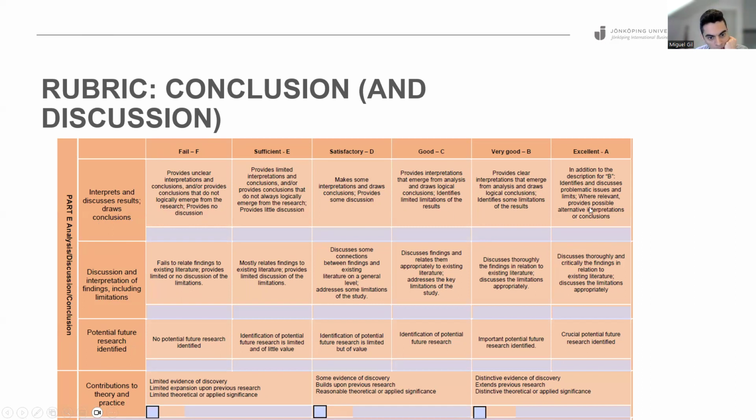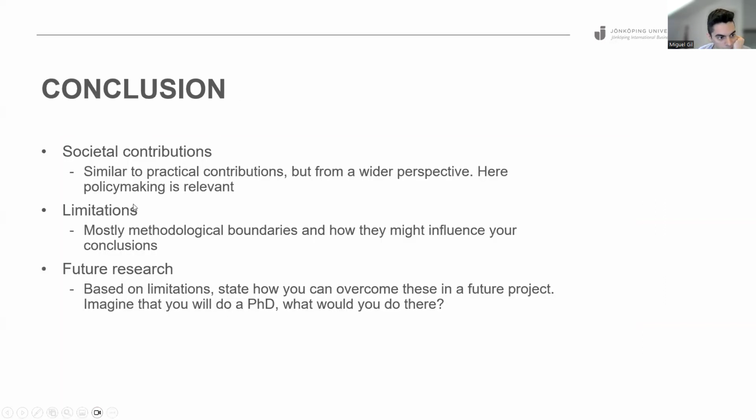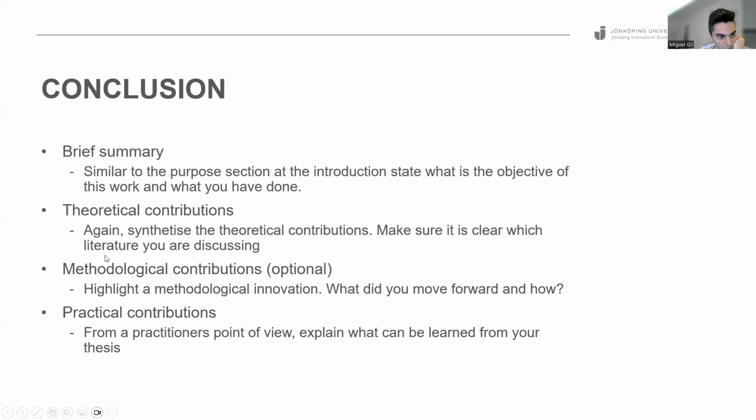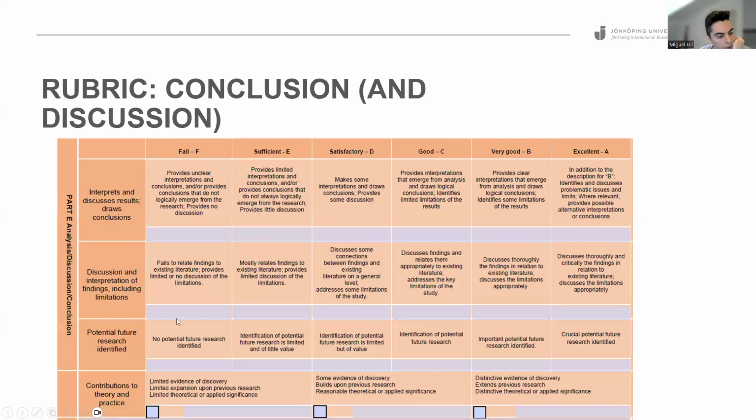So take a look at what they ask. Then discussion of interpretations, of course, that's the discussion, but including limitations, that is part of the conclusion, limitations and future research. Potential for future research, that is clearly in the conclusions. Contributions to theory and practice, it's here, here and here. And also societal contribution. And also, I think they ask for this contribution in terms of your discussion, that it's clear that you have a theory contribution. So those are the instructions for the conclusion.